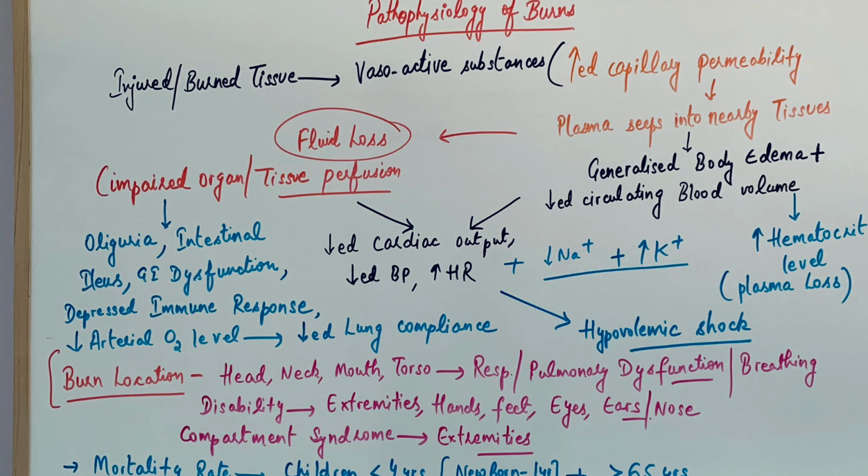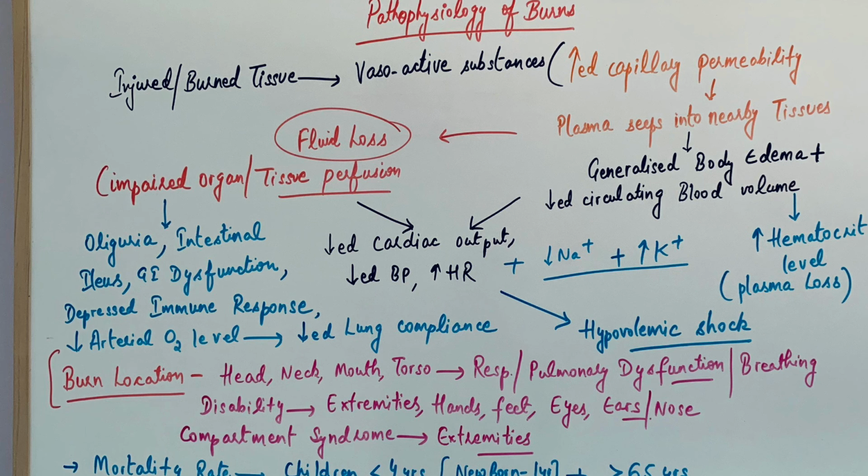Obviously only the plasma has decreased, but the RBCs and WBCs are the same. Their count is still the same, which further leads to an increased hematocrit level, because of plasma loss. So in the initial phase after the burn, there is increased hematocrit level. Remember this.